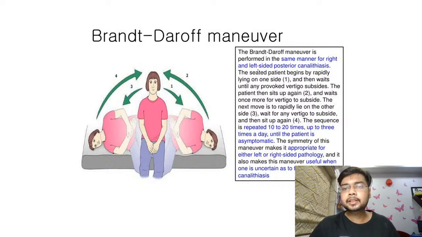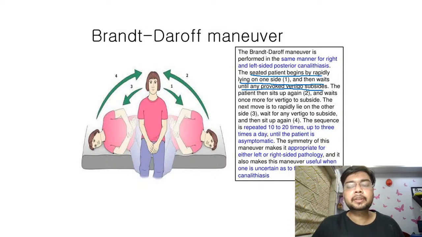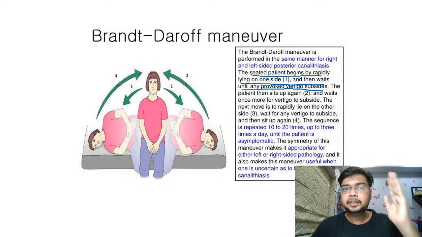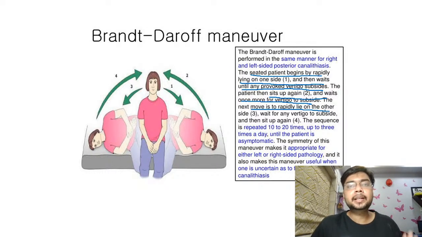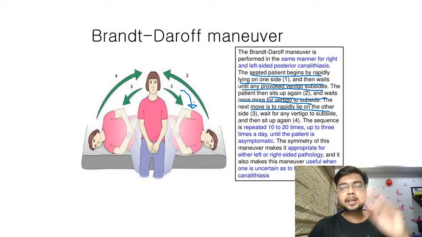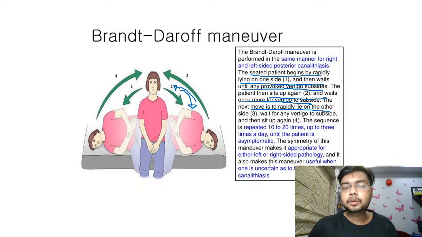Okay, so here what happens is, the seated patient begins by rapidly lying on one side and then waits until any provoked vertigo subsides, right? So he'll abruptly lie down to one side, wait till any vertigo subsides, then the patient sits up again and waits once more for vertigo to subside. The next move is to rapidly lie down on the other side. So if you see the diagram here, the patient lay abruptly to one side, waited for the vertigo to disappear, then again sat up, waited for the vertigo to disappear, and repeated the maneuver on the other side, right?